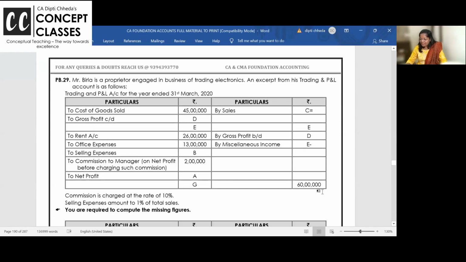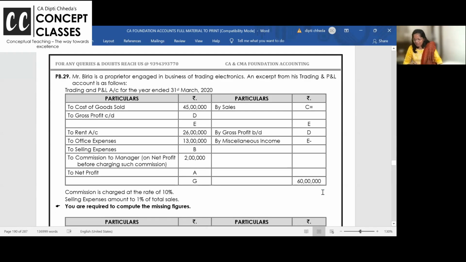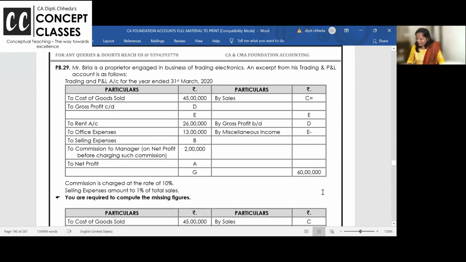28 we have done. 29 कुछ अलग है, but I thought we should take it. ऐसे ही अटपटे problem exam में आते हैं. It's very simple. They have asked you to make trading P&L, but with some reverse information. Let us read it and do it now. 29th problem in class.